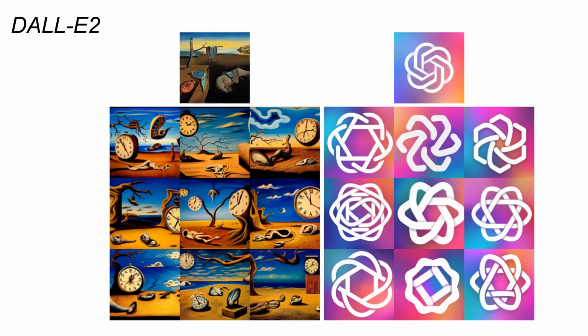This image shows the variations of an input image by encoding with CLIP and then decoding with a diffusion model. The variations preserve both semantic information like the presence of a clock in the painting and the overlapping strokes in the logo, as well as stylistic elements like the surrealism in the painting and the color gradients in the logo, while varying the non-essential details.